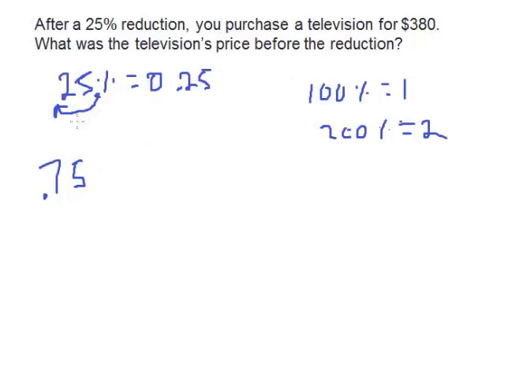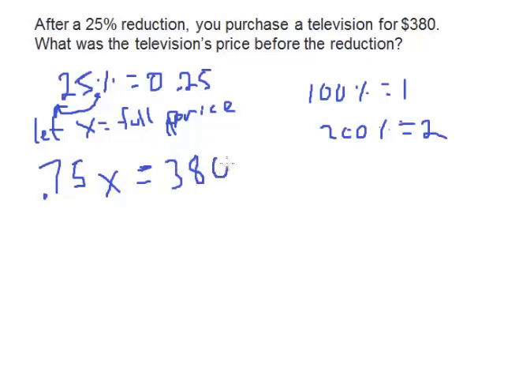So let's say, for example, x equals the full price. Again, just for our let statement, we could say let x equal the full price. So 75% of the full price is, and in algebra, by the way, "of" means multiply and "is" is always the same thing as equals, 380. Okay, we can divide each side by 0.75.